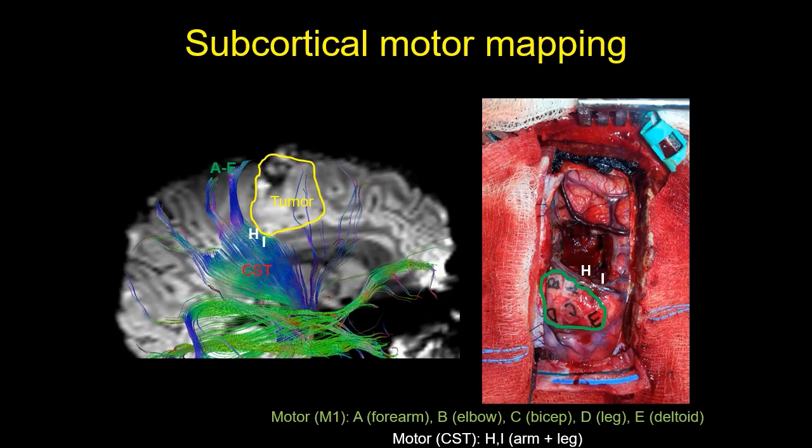On the right side, we see primary motor cortex stimulation at sites A through E, eliciting the expected motor responses. In addition, at sites H and I, during subcortical stimulation, movement of the arm and leg were noted via direct stimulation of the corticospinal tract. The corresponding areas are noted here for A through E and H and I.